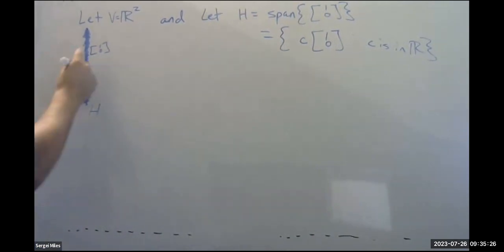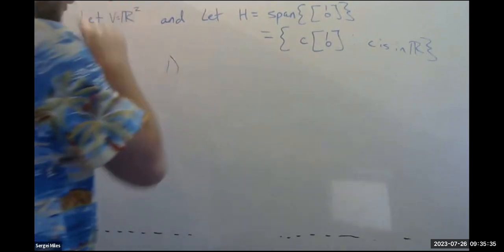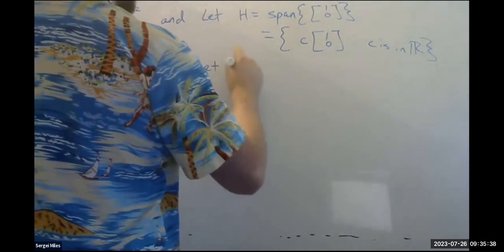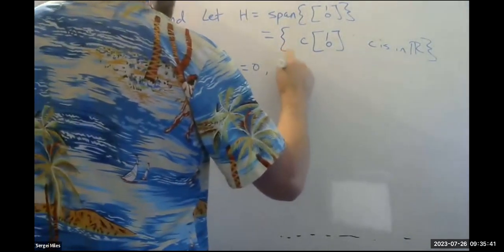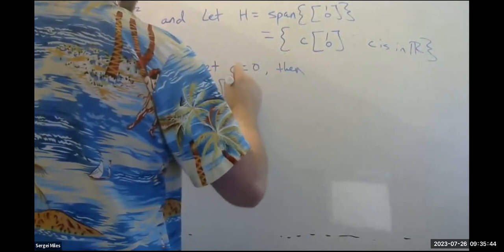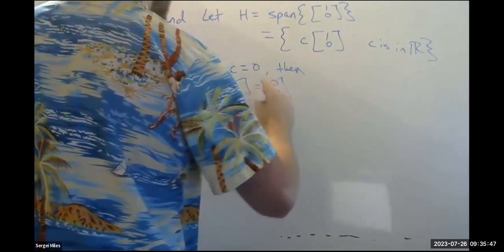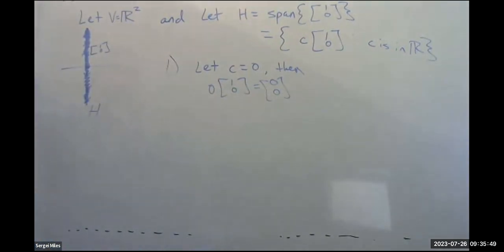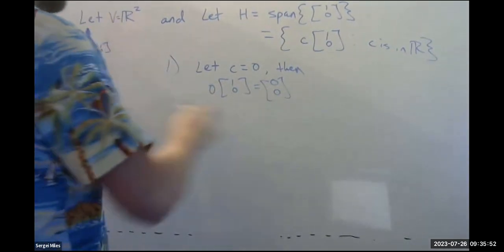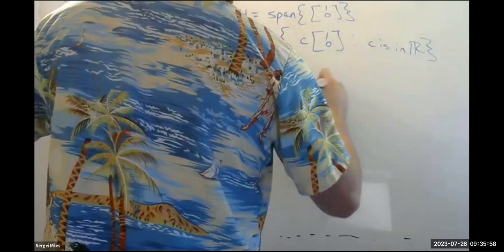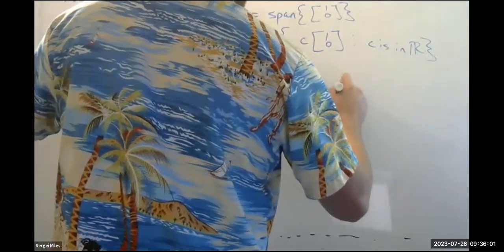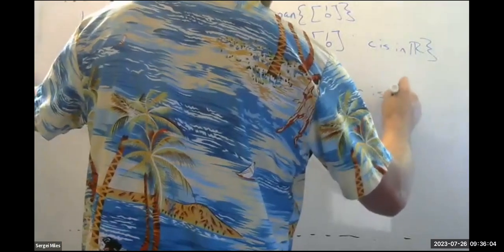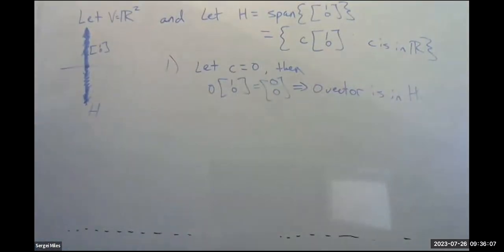Notice, just by looking at it, this includes the 0 vector. So number 1, check. It has the 0 vector. Why? How do we know it has the 0 vector? Well, I could let c equal 0. Then 0 times (1, 0) equals 0. And because the span is a set of all possible linear combinations, that means the span of (1, 0) has this combination. And so this means that the 0 vector is in H. Great. So 1 is checked off.